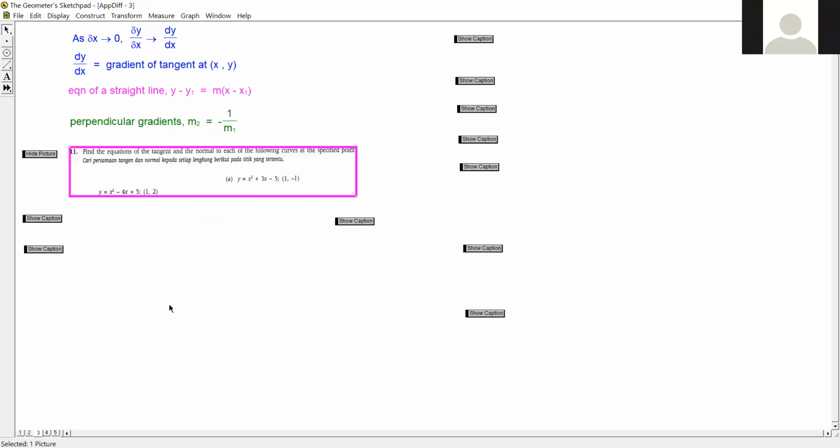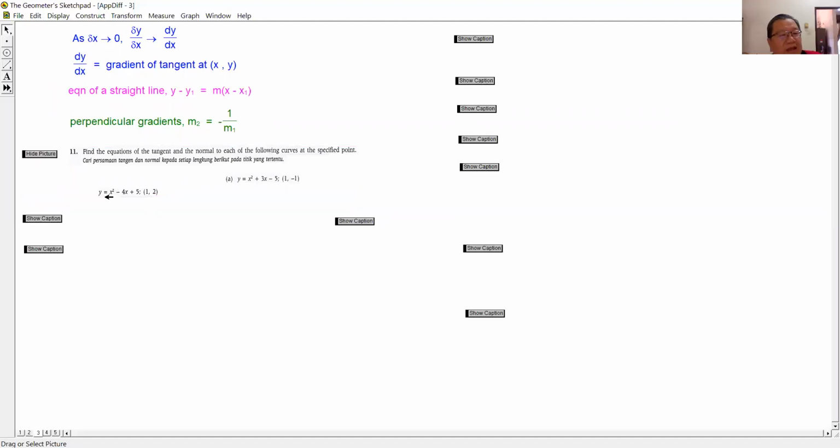The question is like this. Find the equations of tangent and normal to each of the following curves at a specific point. The first one is an example: y equals x squared minus 4x plus 5 at the point (1, 2). What they want you to do is find the equation of tangent and the equation of normal to this curve at the point (1, 2). Is that okay?